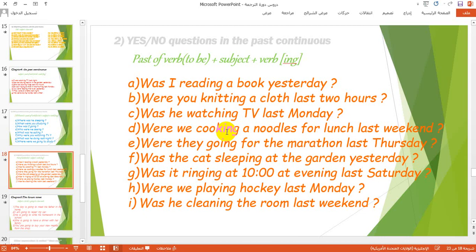Finally, this is what we talk about in the past continuous, and inshallah in the next lecture we will focus on the future tense and how we can use it in different questions, whether yes/no questions or WH questions.